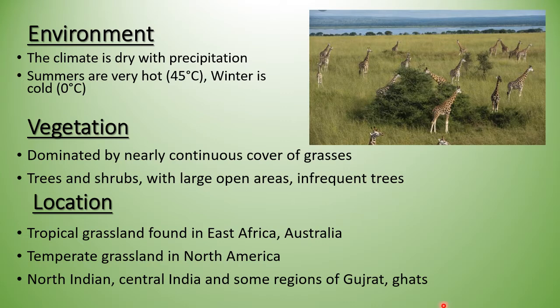We find grasslands. The tropical grasslands are found in East Africa and Australia. The temperate grasslands are found in North America. Tropical means it is a warm environment with a lot of rain, and temperate means there are seasonal changes taking place. Even in India, we have the North Indian, Central Indian and some regions of Gujarat or the Ghats region.